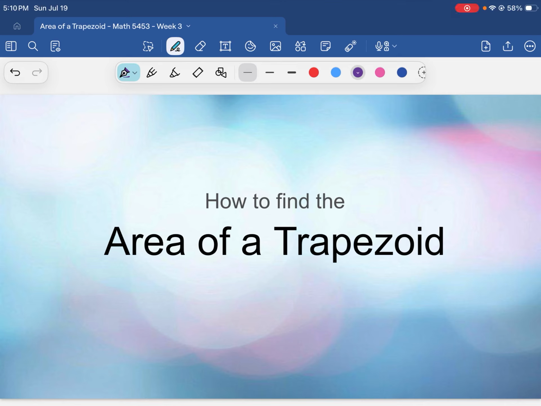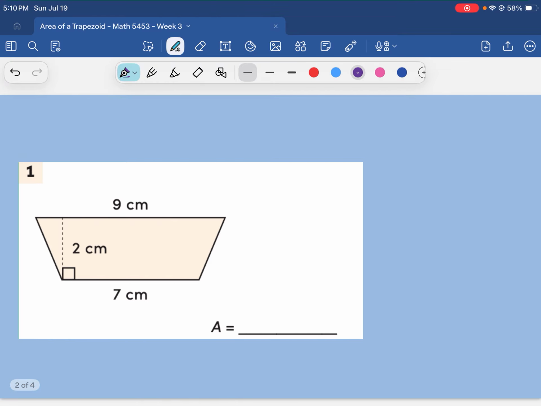We're going to talk about how to find the area of a trapezoid. When finding the area of the trapezoid, you can take your trapezoid, which you can see here in this picture, and imagine you pick it up, duplicate it, and then flip it and put it right next to the shape that you have here.